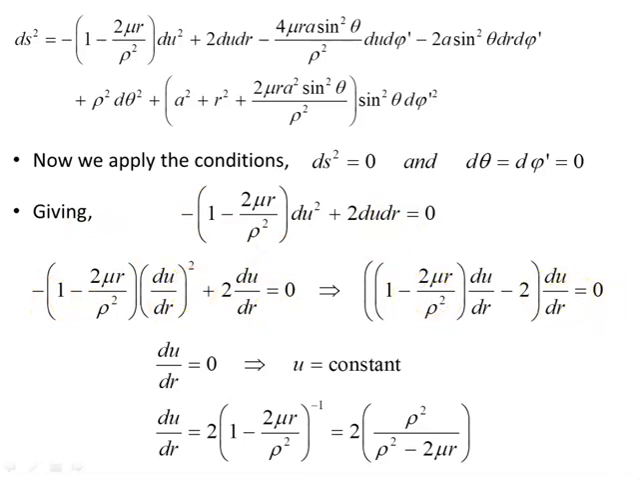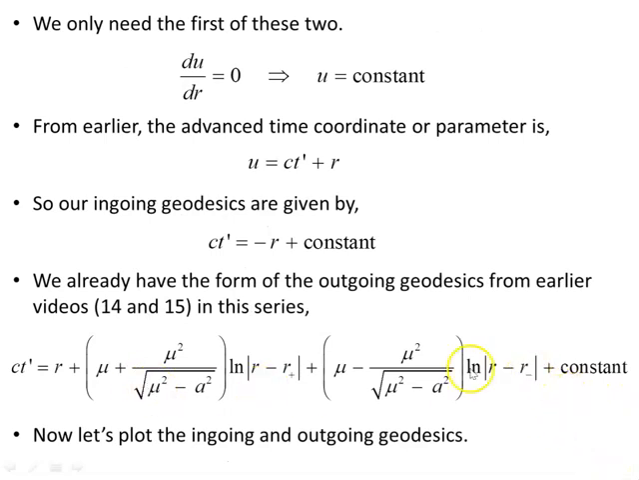Solving that through, taking a factor du dr, tells us one integral. The first integral is du dr equals 0, so u is a constant. Then the second one is this object here, and we've seen integrals like this going back to the videos in the geodesic series, I think number 13 and before, which gave us these sorts of geodesics. We only need the first of these two. du dr is 0, u is constant. As you can see, this is now the equation of a straight line.